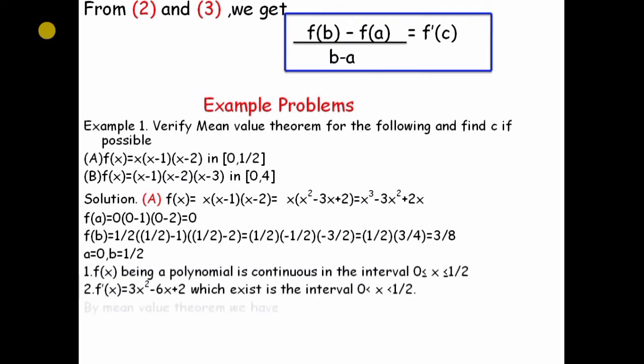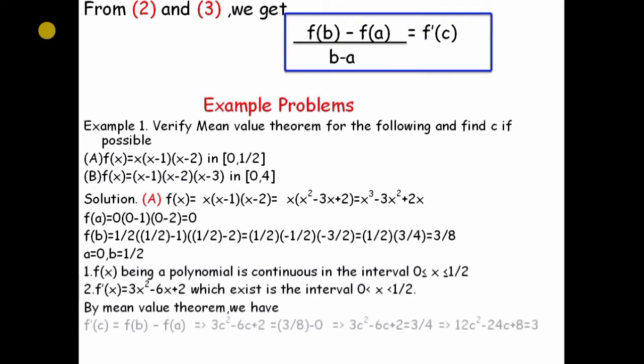So f(x), being a polynomial, is continuous. If it is a polynomial, it should be continuous and derivable, so by the mean value theorem its derivative exists. We find the derivative of this particular function. By the mean value theorem, f dash c equals (f(b) minus f(a)) upon (b minus a), which is f dash c equals 3c square minus 6c plus 2, equal to (3/8 minus 0) upon (1/2 minus 0).